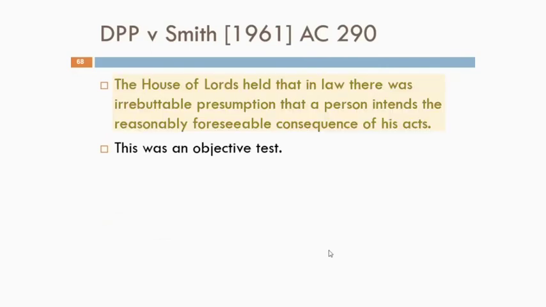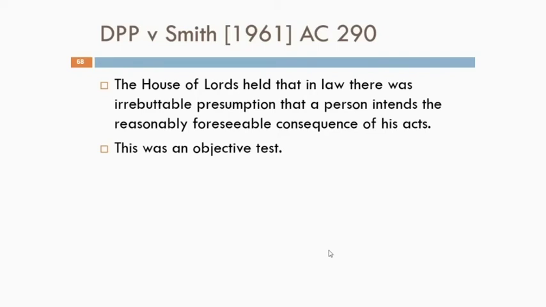They said that in law there was an irrebuttable presumption that a person intends the reasonably foreseeable consequence of his acts. So the House of Lords was in fact telling us that defendants will be presumed to have the intention if the consequences of their acts are reasonably foreseeable. There is nothing in there which asks us to question the defendant and his perception of what he was doing and his intention. This was an objective test, and it was a problematic test given to us by the House of Lords. Fortunately, the decision was rectified with the passing of Section 8 of the Criminal Justice Act 1967.